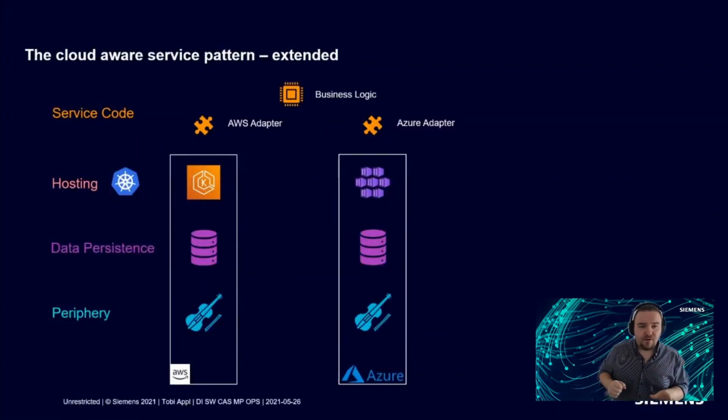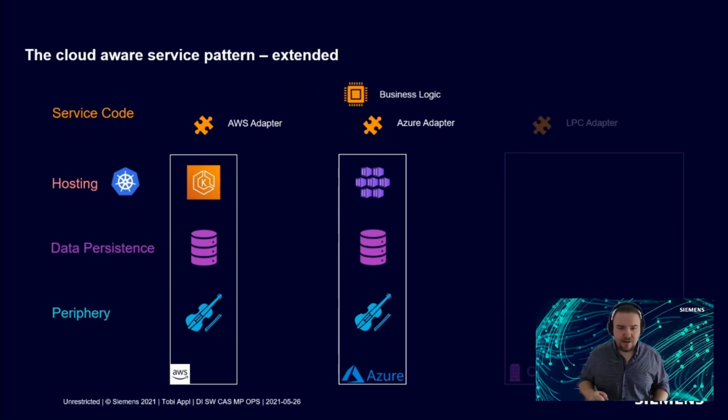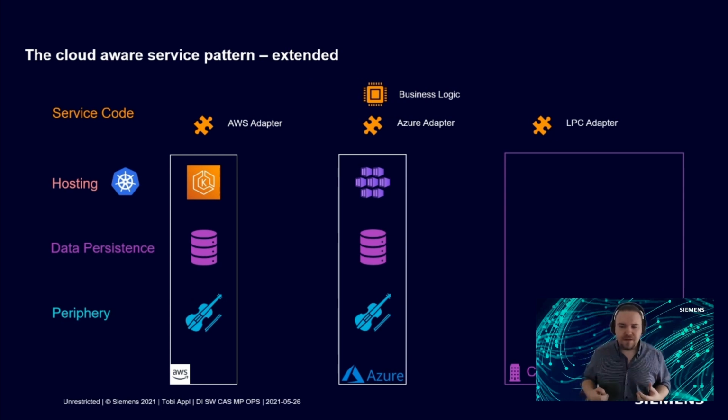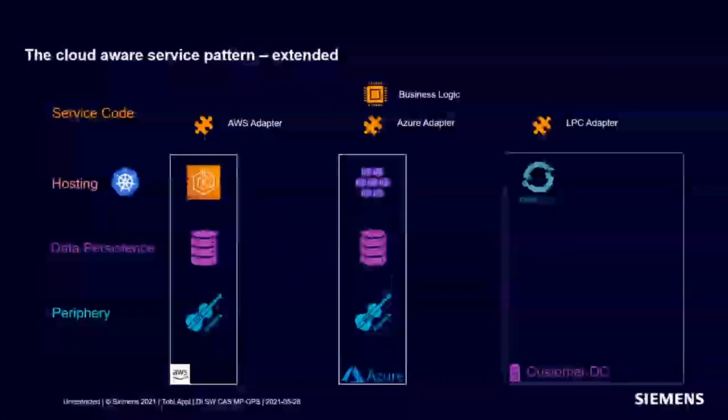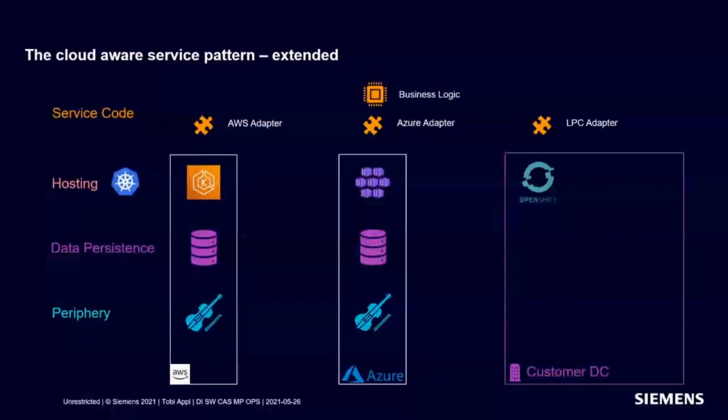Again, looking at our cloud-aware service pattern, let's extend this a bit. It's very simple. For the first idea, let's add an adapter that can talk to whichever hosting and data persistence periphery we have available in a customer data center. The next point: this is hosting, and we already have Kubernetes, which is potentially deployable to data centers. So let's pick a Kubernetes flavor that is actually deployable. In our case, we selected OpenShift. OpenShift is our Kubernetes platform for our customer data centers.